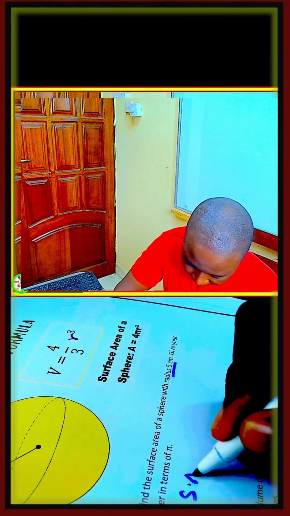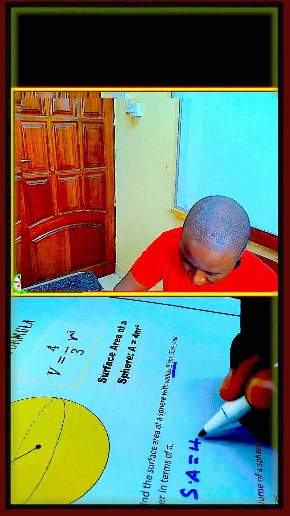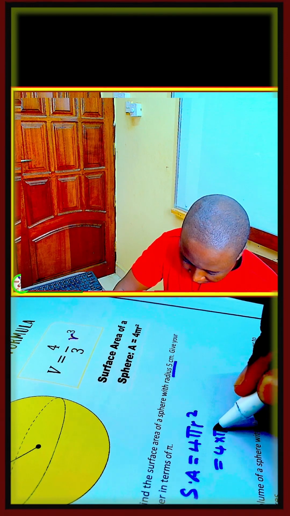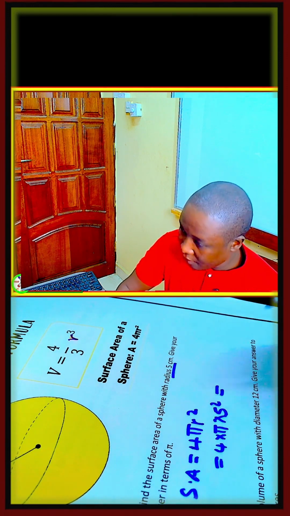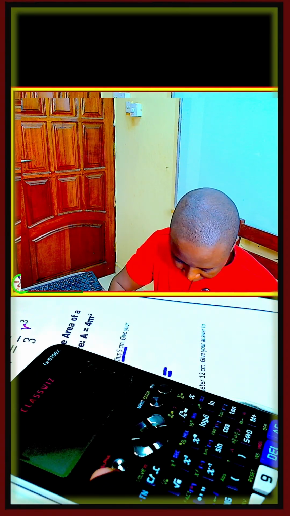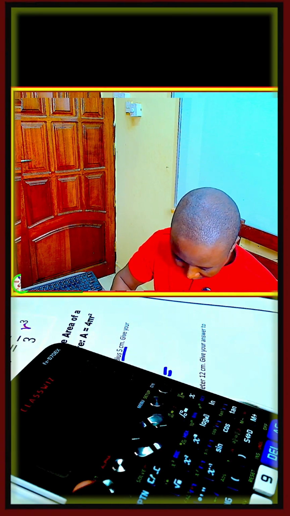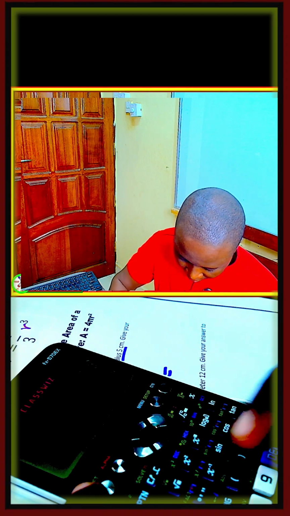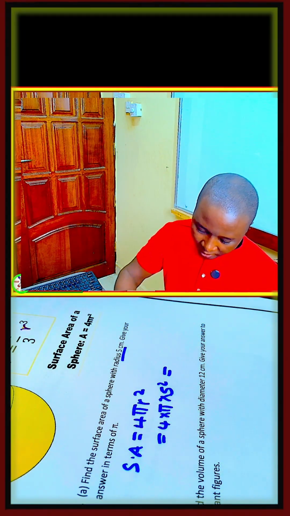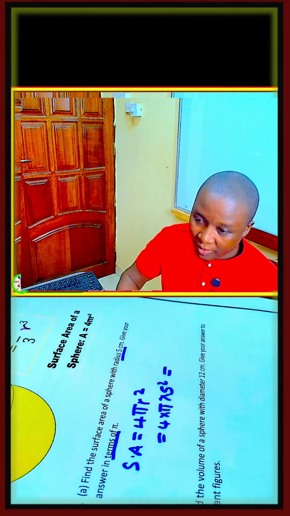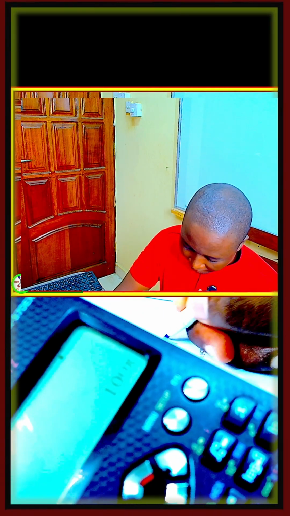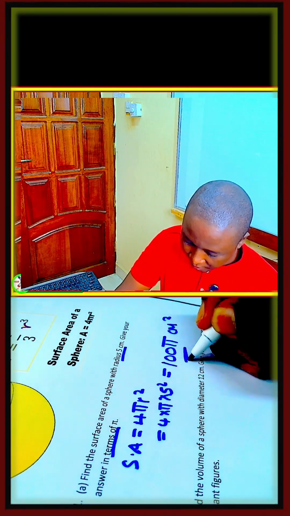Surface area is equal to 4 pi r squared, and this is going to be 4 times pi times 5 squared. If we put this in our calculator, 4 pi times 5 squared, if you work it out, you are going to get your answer 100 pi. You can see in this question we are told to leave our answers in terms of pi, so this is going to be 100 pi centimeters squared as the surface area.